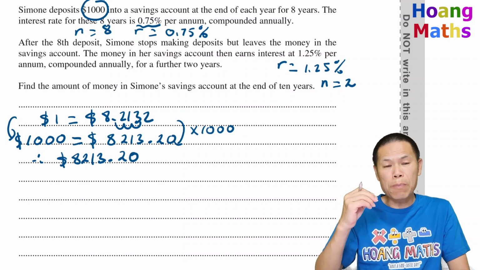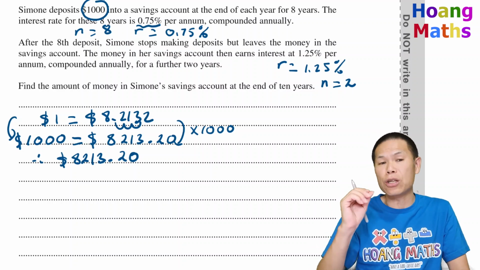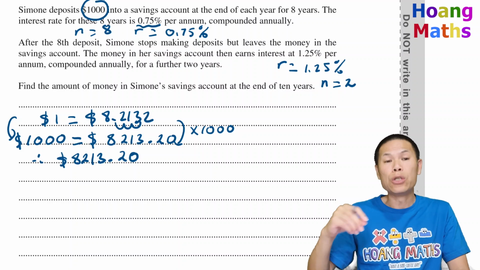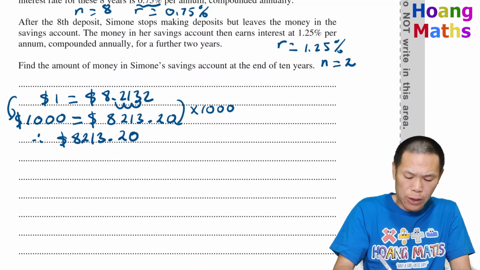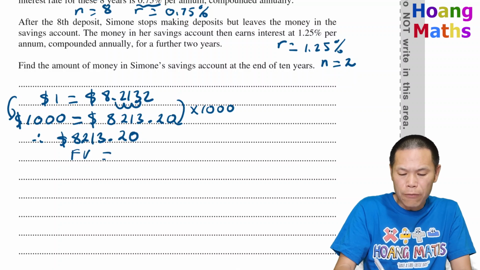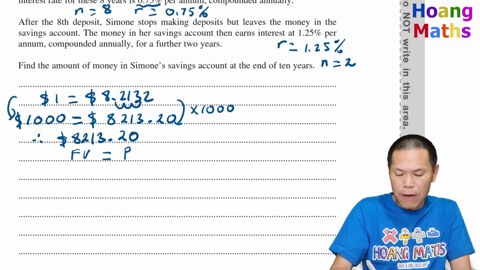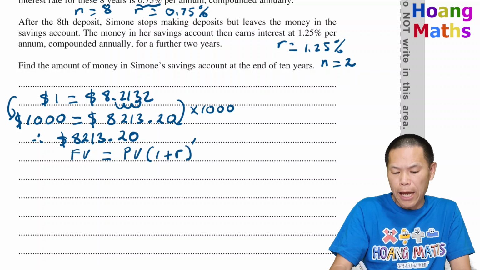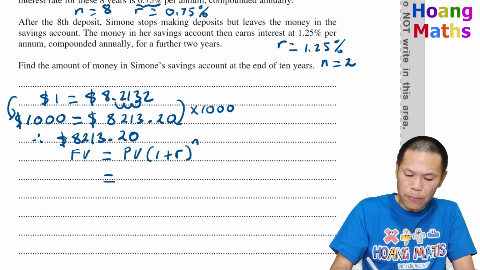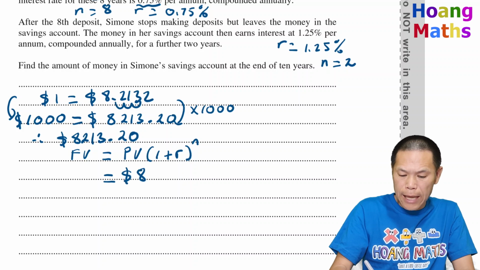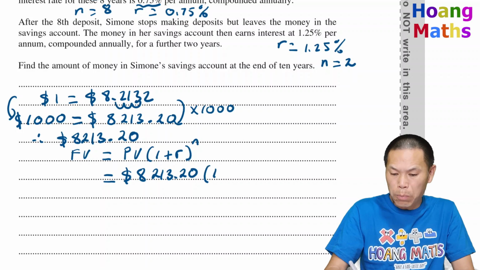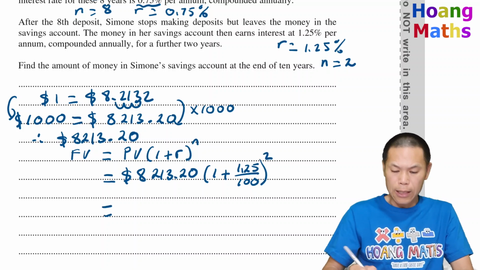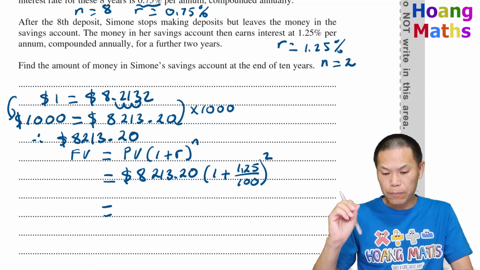Now she leaves this money in a savings account at the rate of 1.25% for a further 2 years. So that is compound interest. We know that the future value for compound interest is present value times 1 plus R to the power of N. The present value is $8,213.20, and 1 plus 1.25%, to the power of N. Now N is 2. So that is her future value at the end of 10 years.